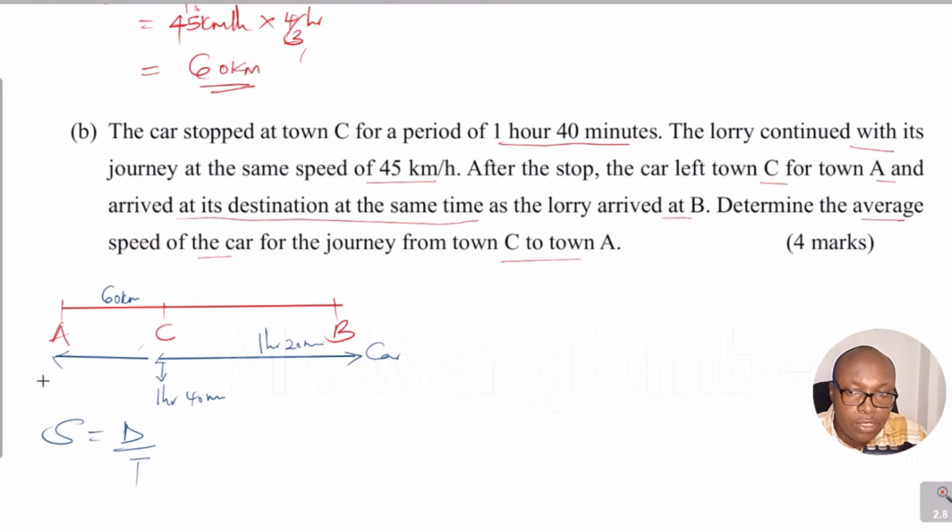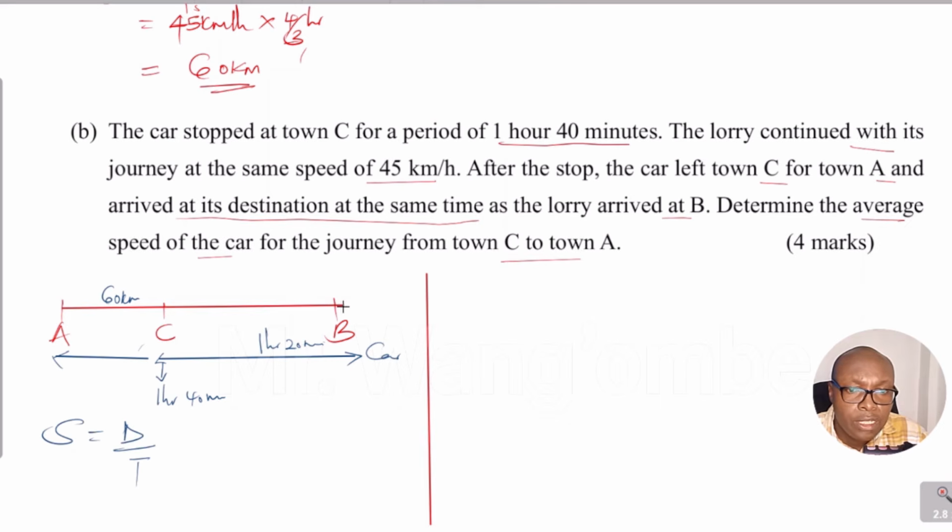Now what is going to help us to get that time? We will be helped by this statement here. The lorry continued. The lorry did not stop. It continued at the same speed of 45 kilometers per hour. And another thing that is going to help us is that after the stop, the car left town C to A and it arrived at its destination at the same time as the lorry arrived at B.